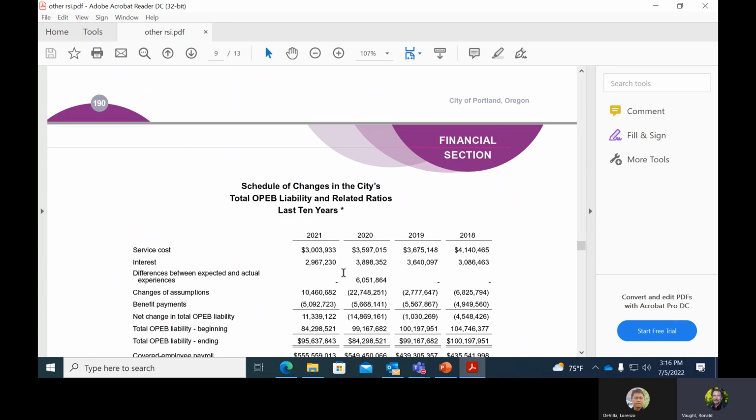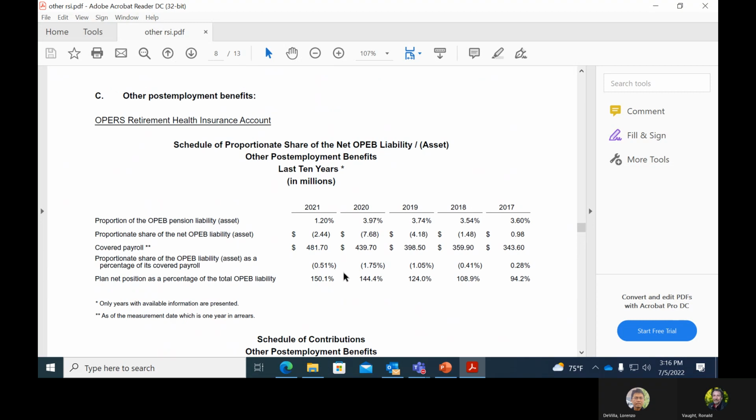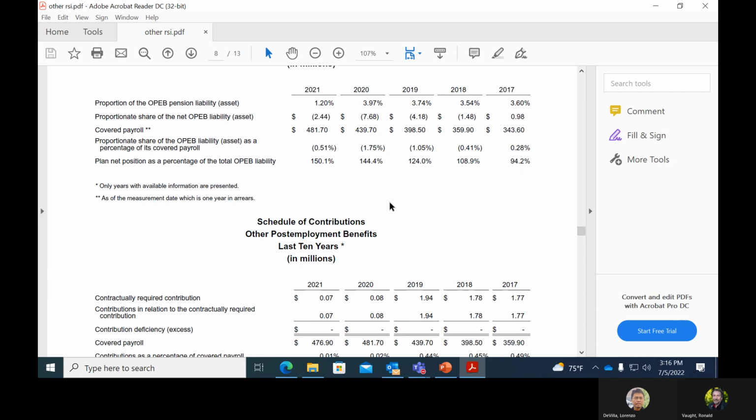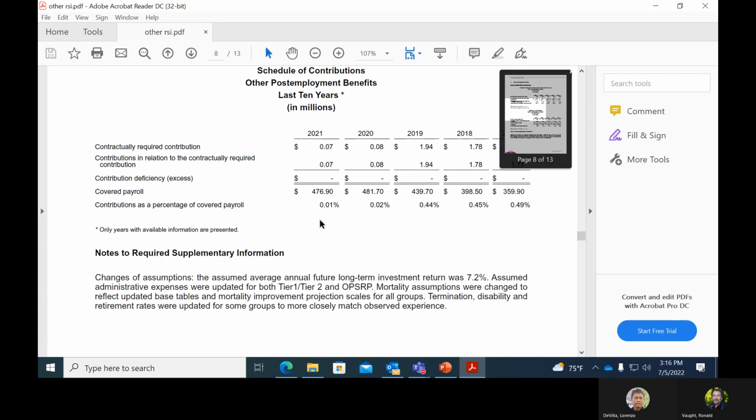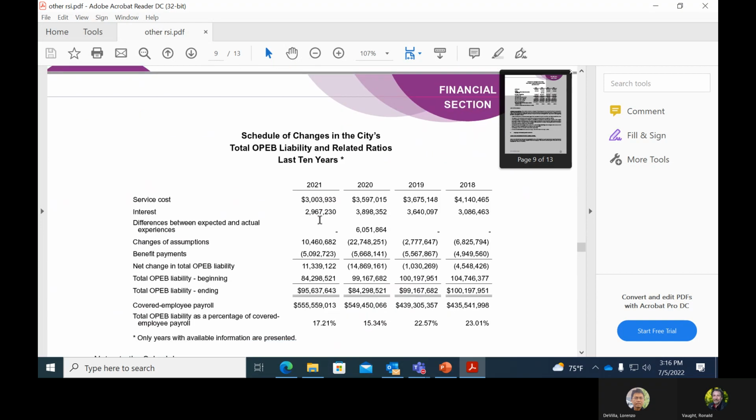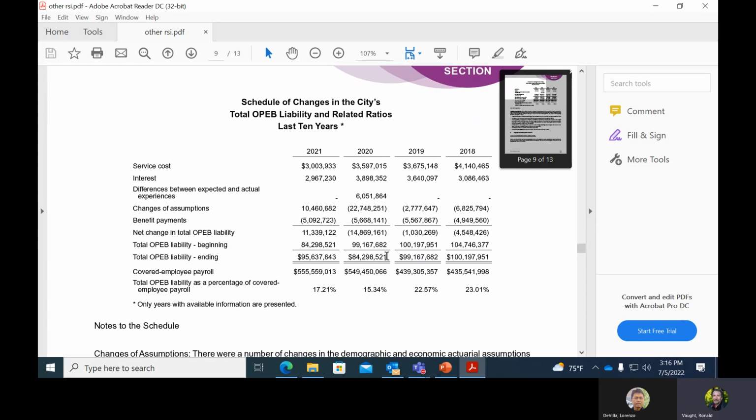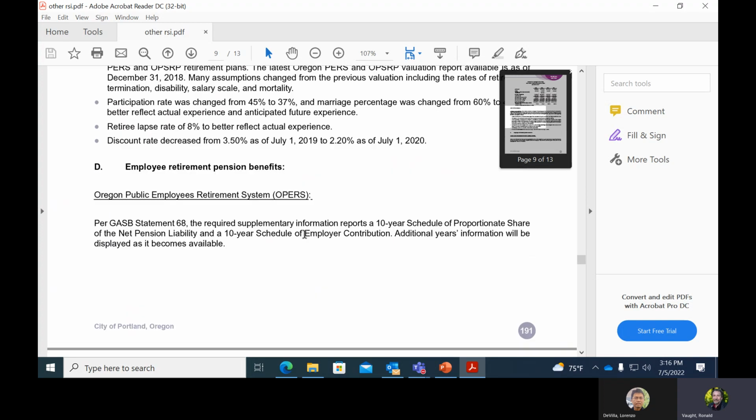And so there's OPEB. Okay, just doing it here. So this is the PERS OPEB. And then this is the city's, I think. And the internal one has a little bit different disclosures. And then you have to talk about some of the assumptions.